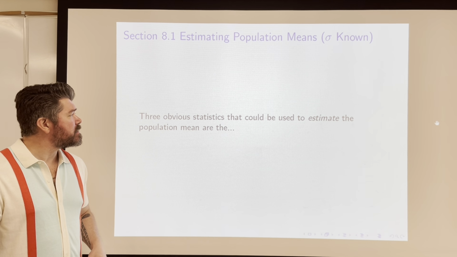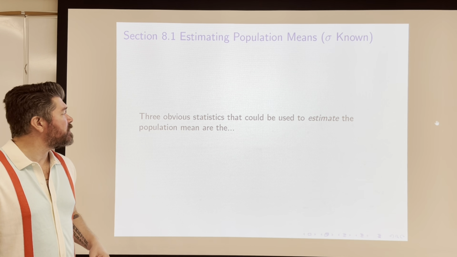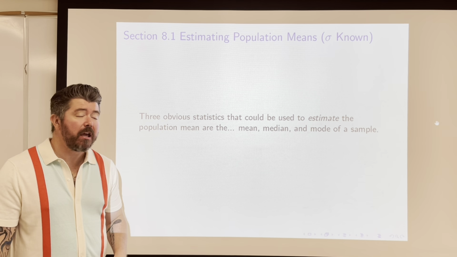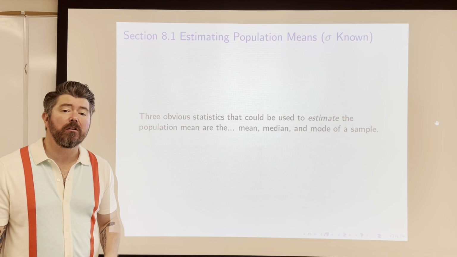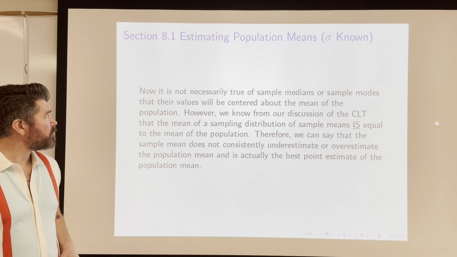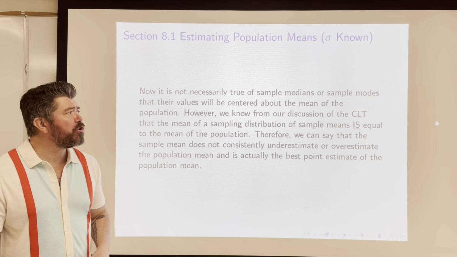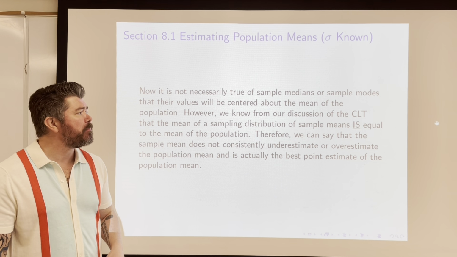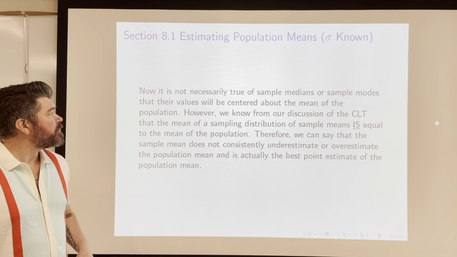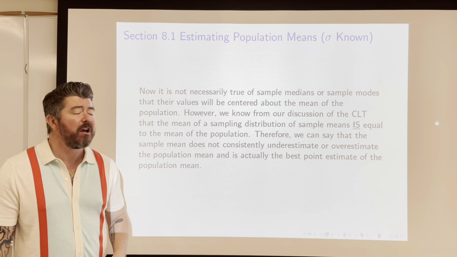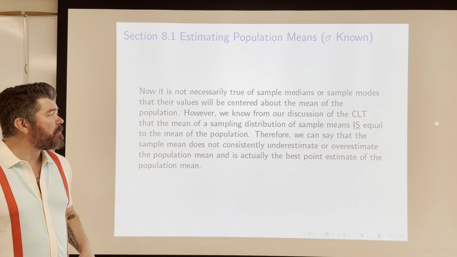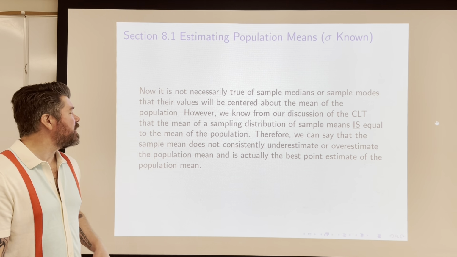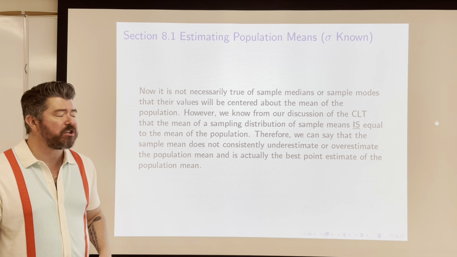Three obvious statistics that could be used to estimate the population mean are the mean, median, and mode of a sample. And we saw all of these in Chapter 3. Now, it is not necessarily true of sample medians or sample modes that their values will be centered about the mean of the population. However, we know from our discussion of the central limit theorem that the mean of a sampling distribution of sample means is equal to the mean of the population.